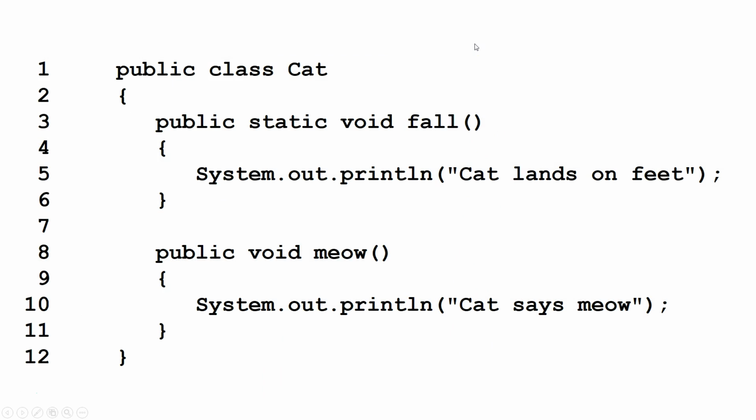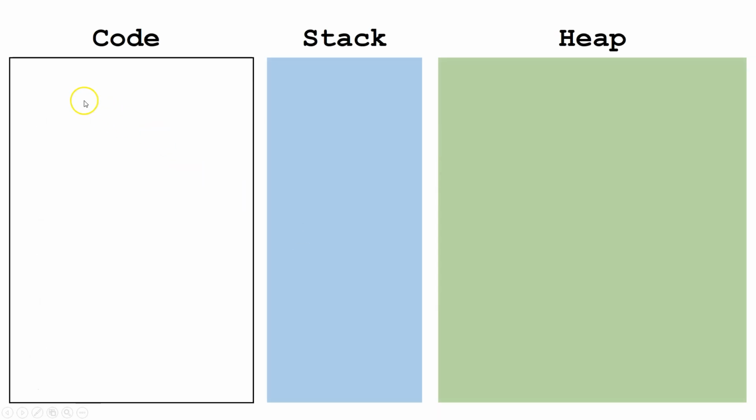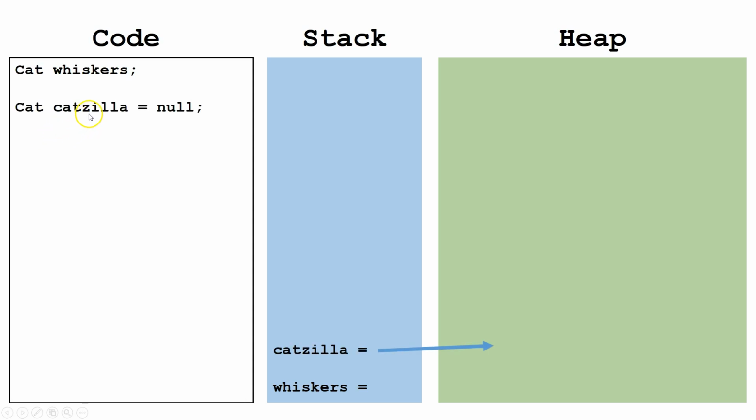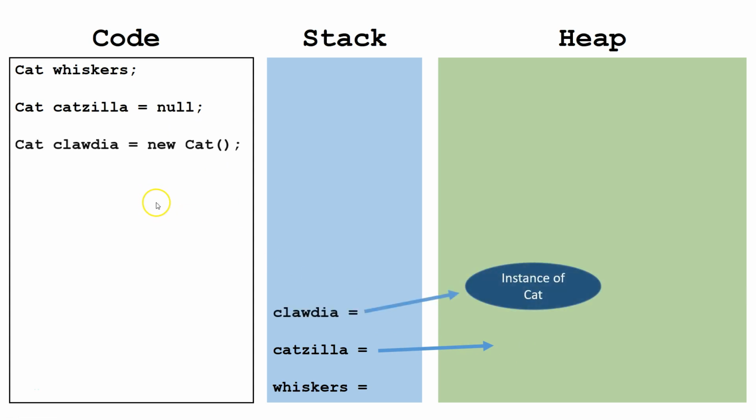Let's look at this class we're going to use for our next example. We have public class Cat, we have a static field, fall, and we have a non-static field, meow. We're going to write some more code with local variables. Here, we are declaring a variable whiskers of type Cat and leaving it uninitialized. Next, we are declaring a variable catzilla of type Cat and setting it equal to null. So there's a pointer, but no object that it is pointing to. Third, we are declaring a variable Claudia of type Cat and having it point to a new object on the heap that we just created.